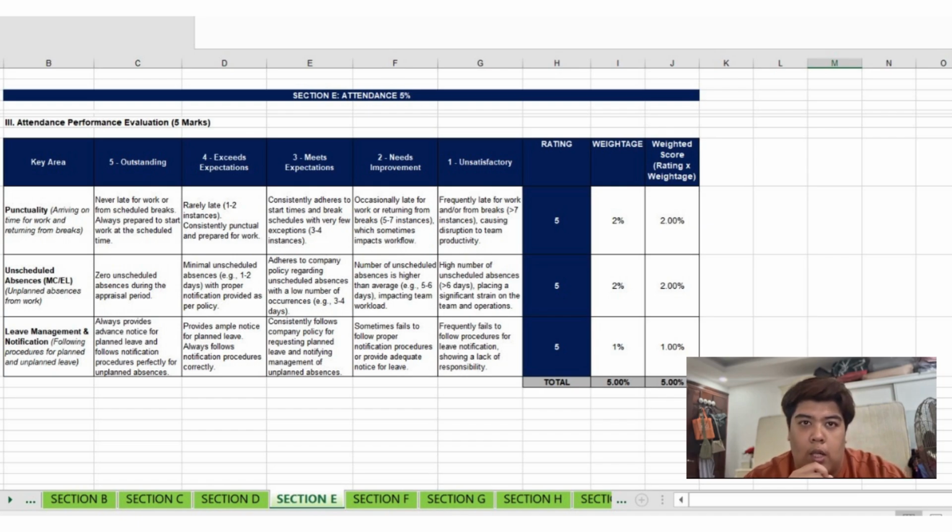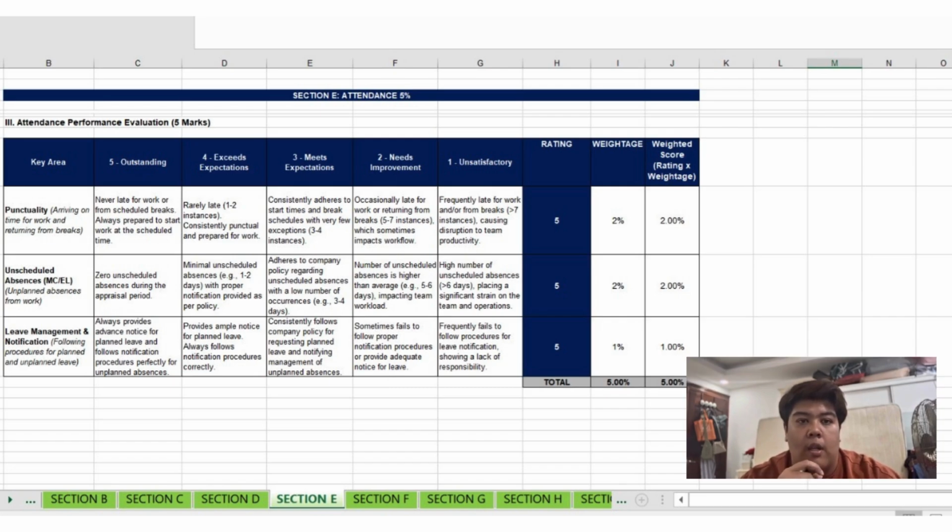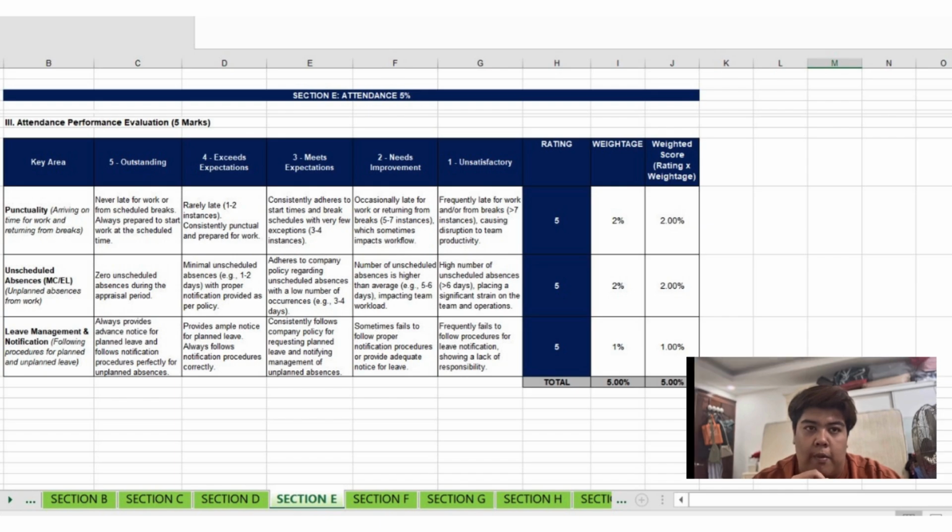So how to calculate the score? Let's say the employee receives a score of 5 on all key areas. Step 1, calculate the average rating. 5 plus 5 plus 5 equals 15. Step 2, apply the weightage. 15 divided by 15 times 5% equals 5%. So the final Section E score is 5% out of 5%.